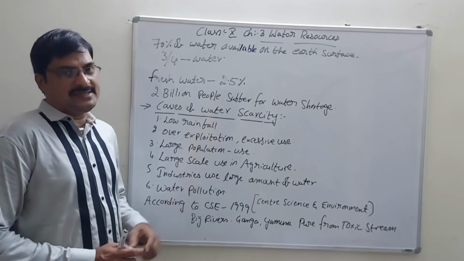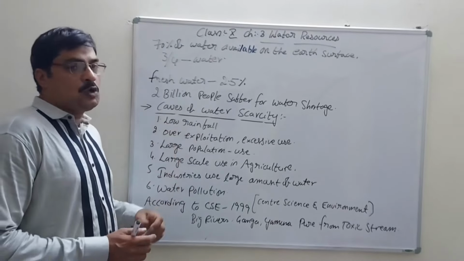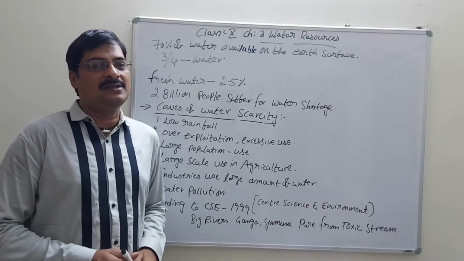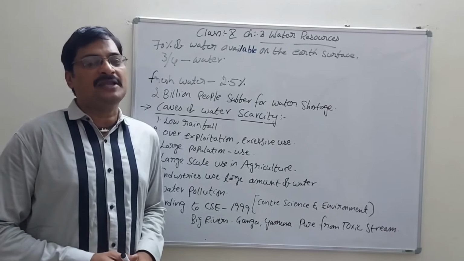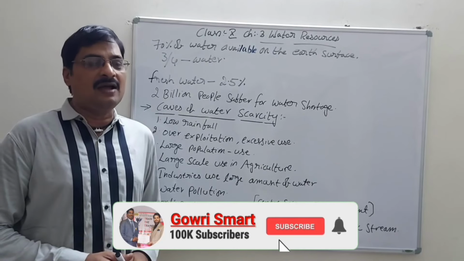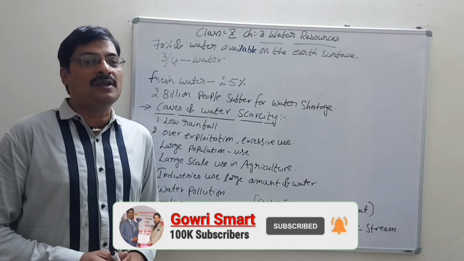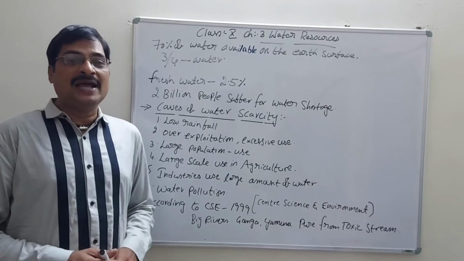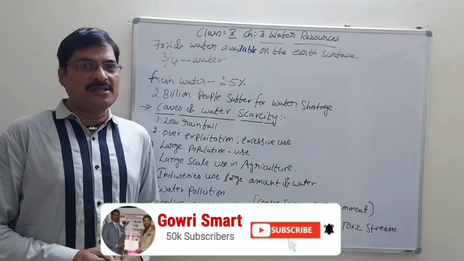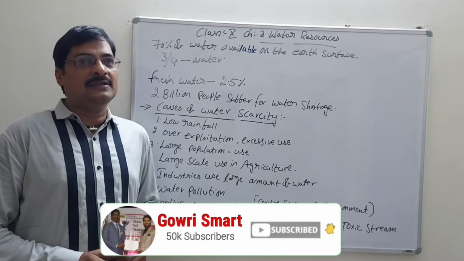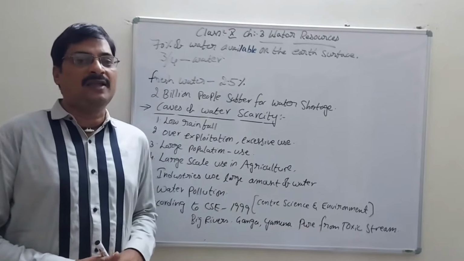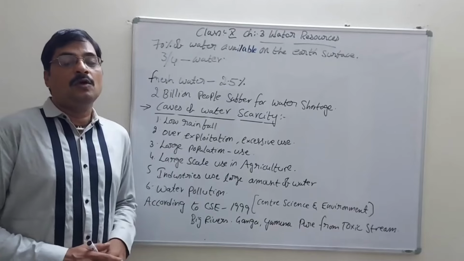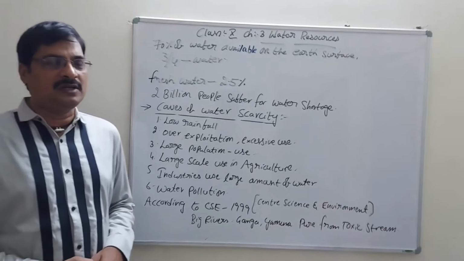Causes of water scarcity. We have to know about them. First, low rainfall. Why does low rainfall occur in some areas of our country, for example Rajasthan? It is a desert area. People are unable to get more rainfall, because there are no natural resources, meaning forest area. Next, people are over-exploiting water.